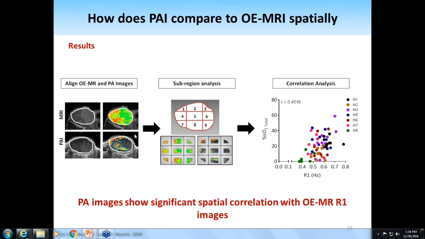And once we had them aligned, we traced a region of interest around the tumor, and then we divided that into 9 subregions. Then we compared each subregion to see, do these subregions match up together, or do they not match up? And what was very interesting is that when we looked at the post-oxygen levels of oxygen saturation and R1, we saw a very nice correlation between the two methods, showing us that there was significant spatial correlation between the two imaging techniques.